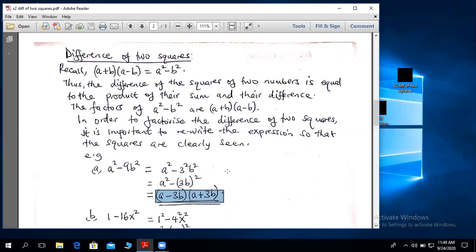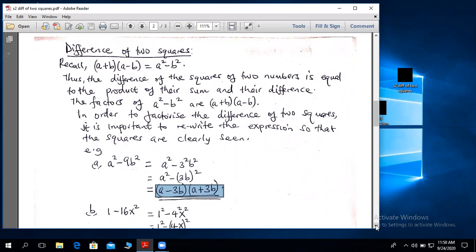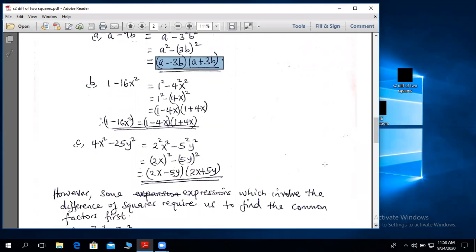Before I take you to another example, is there anyone who has a question on this? It is very important that you understand this, please. Is there any person who has a question about how we have factorized that? Feel free. Okay, so that means you are okay.